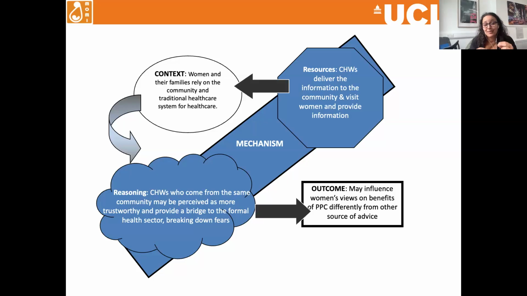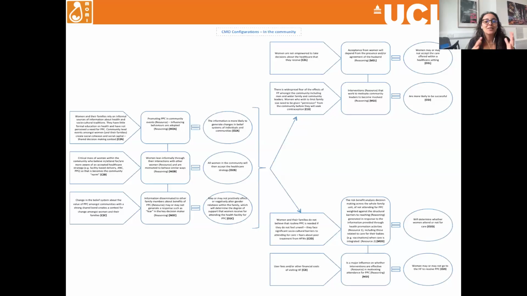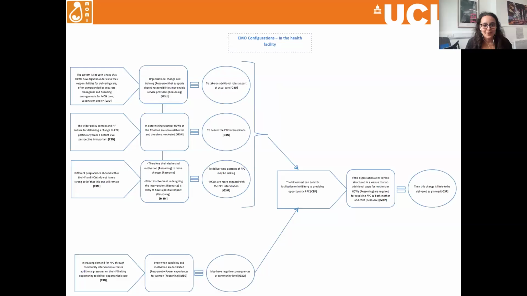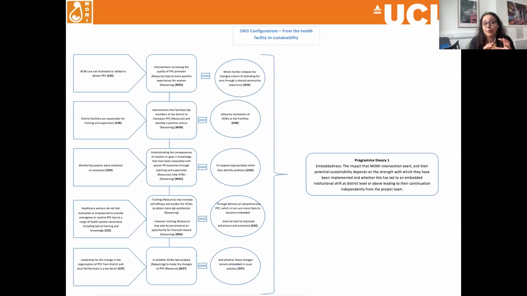I found this particularly useful in terms of doing a realist evaluation to help you with the CMOs. So I highly recommend, if you go for realist evaluation, to use a representation of CMOs. This is what it looked like before we started data collection. We had CMOs for the community, CMOs for the link between the community and the health facility, CMOs for the health facility, and finally, CMOs around how we embed that care into normal maternal and infant care practices, to make sure that we have sustainable practices.